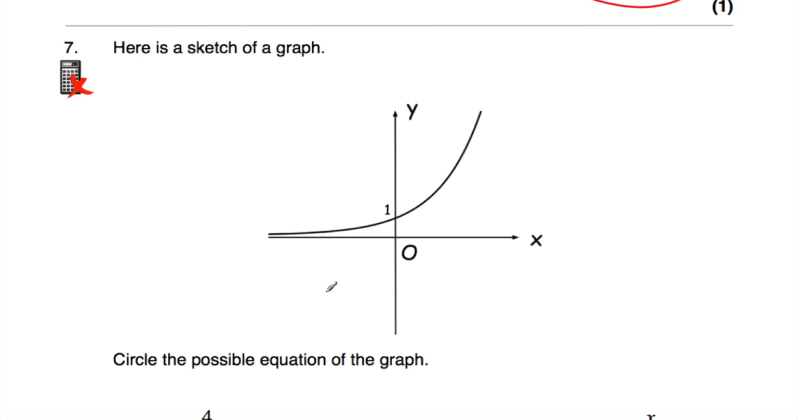Okay, question number 7. This is an exponential graph. So feel free to go to Corbettmaths and watch the video on exponential graphs. So they're graphs in the form of y equals a to the power of x, where you've got a certain whole number to a power of x, such as y equals 2 to the power of x.